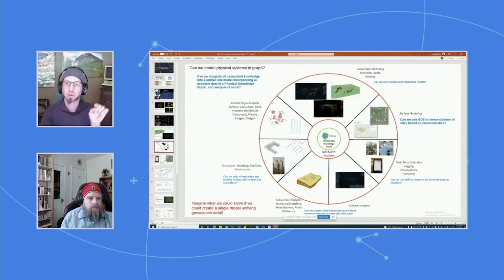And more importantly, we're trying to conduct experiments in each one of these aspects of a physical model: subsurface borehole modeling, geology, wells. Can we unify the surface and subsurface data into a single unified model that represents everything that's on the surface and everything that's below the surface? Then can we get in the field logging, characteristics of observations, samples? Can we do surface analytics?